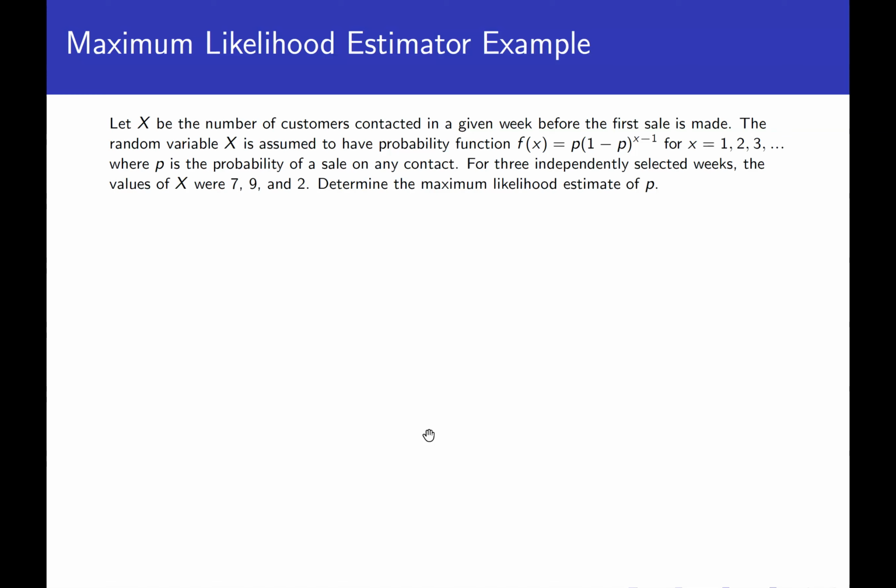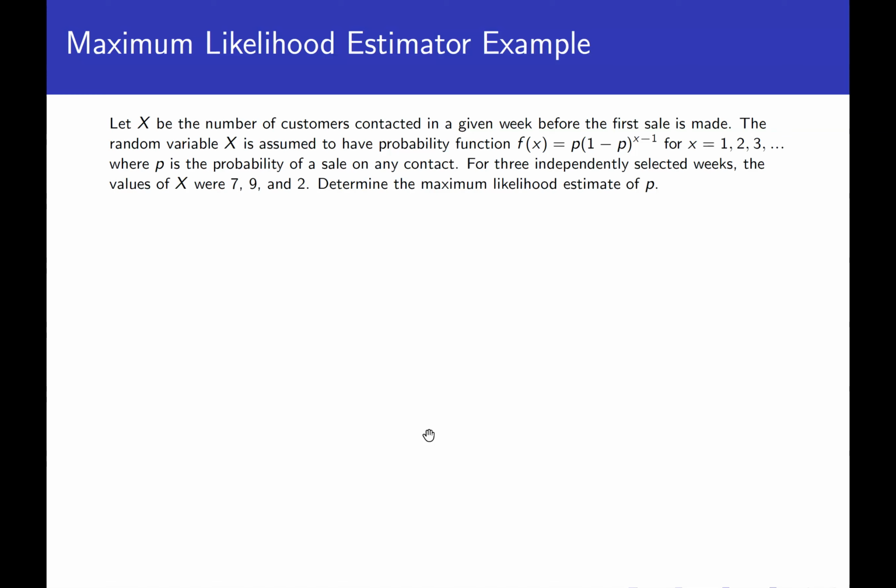We're going to have 3 independently selected weeks. They are 7, 9, and 2. And we want to determine what the maximum likelihood estimate is for P based on that sample. It's the only information that we have. It's a small example, obviously, but it's a pretty good idea of what you try to do when you're estimating. We have a probabilistic model for what's going on. In this case, we're contacting customers and trying to figure out how long it is before those customers actually make a purchase, before we actually get a sale.